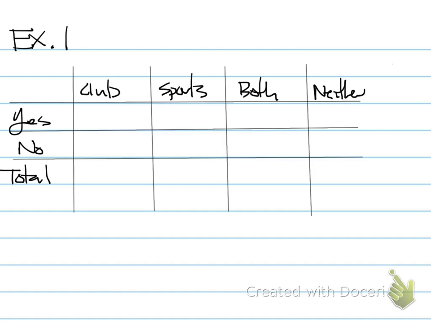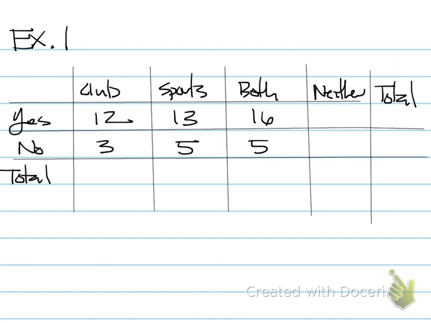So to complete this two-way table, we have two different groups on the two different rows, yes and no, and we have four different columns. The different categories for the columns are students that belong to clubs, students that play a sport, students that do both, and then students that do neither.